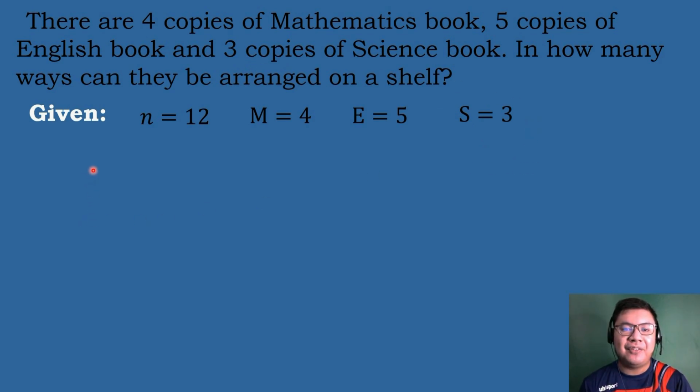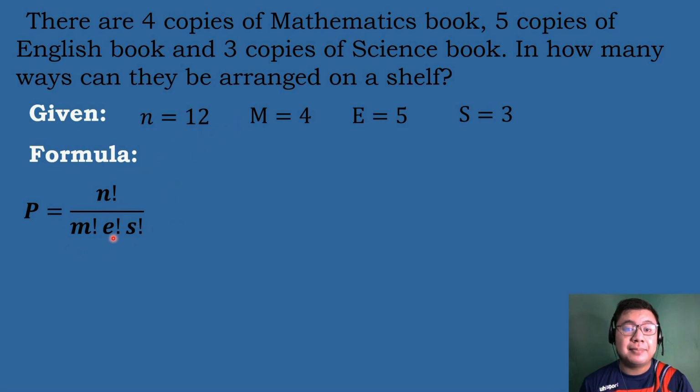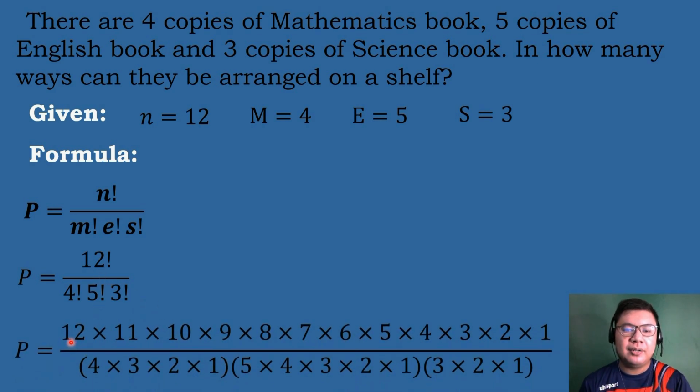We will use the formula for the distinguishable permutation. We have P is equal to n factorial over m factorial times e factorial times s factorial. We will substitute the corresponding value. So we have n is equal to 12 over m is equal to 4 followed by the factorial symbol, e is equal to 5 followed by the factorial symbol, times s is equal to 3 followed by the factorial symbol. We have 12 factorial. We will expand it. 4 factorial, just expand the numbers. 5 factorial, expand. 3 factorial, expand the numbers.